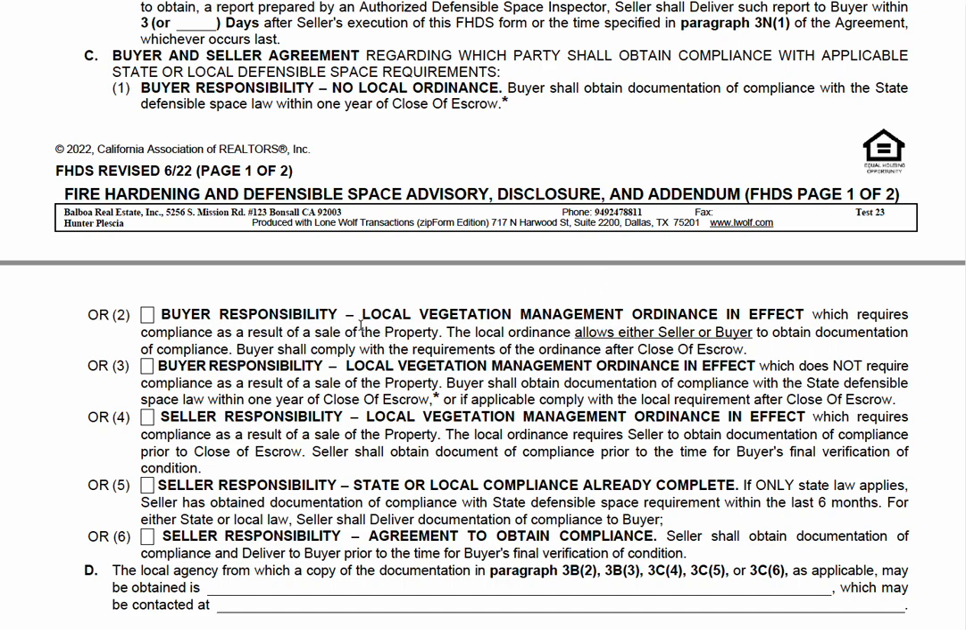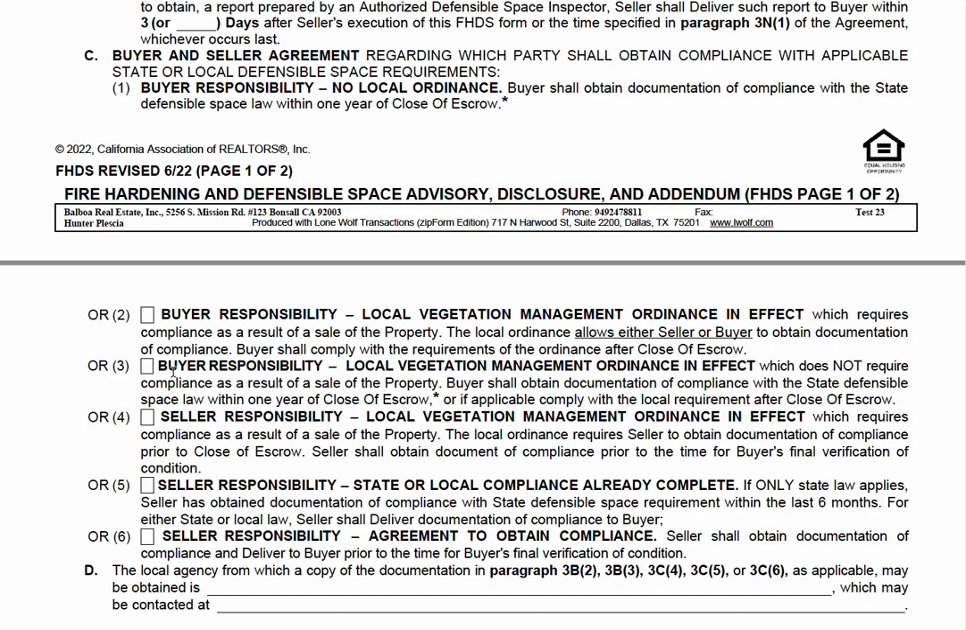This is not as common as people leaving it as C1 where you do nothing, or people just going to C3. The difference is that there's a local vegetation management ordinance in effect, but it's not a point of sale requirement. And so it's saying the buyer's going to deal with it. I'm a fan of the buyer dealing with it, if you can't tell yet, because unless it's a point of sale requirement, then the seller should order the inspection.